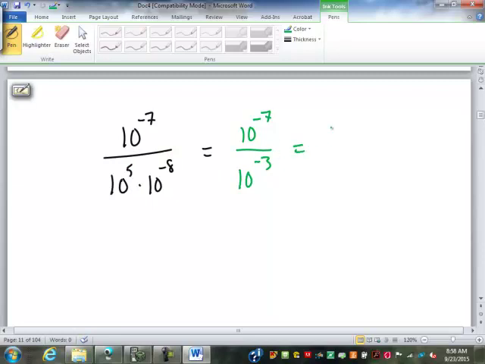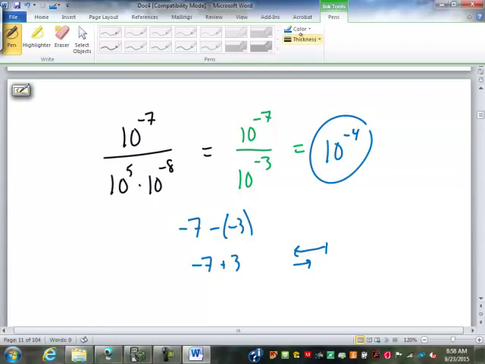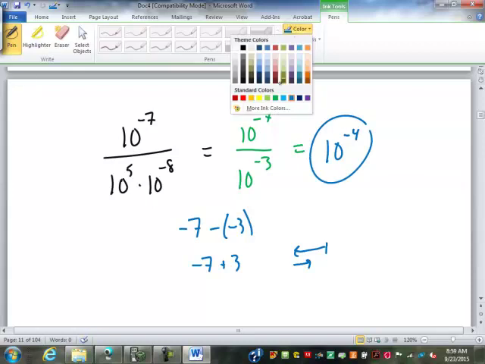So now we're going to divide here. When we divide, we subtract the powers. So it's negative 7 minus a negative 3, or negative 7 plus 3. So negative 7 plus 3 is negative 4. 10 to the negative 4. How many of you had that? A few more this time? Okay.